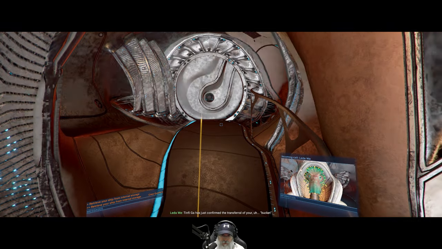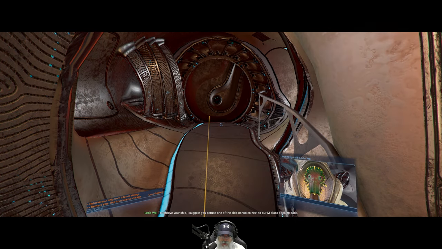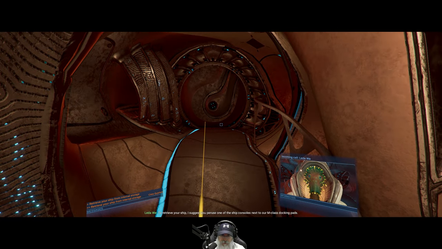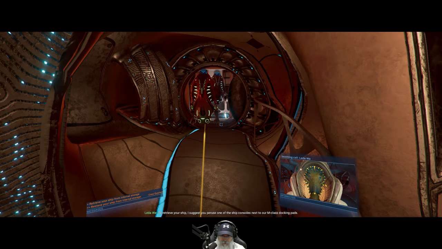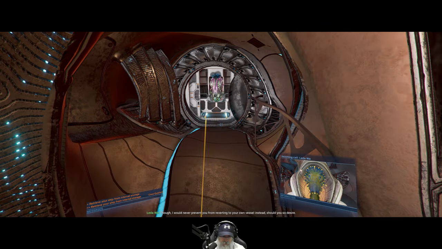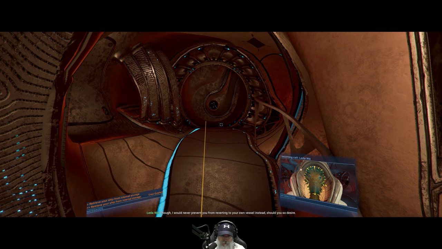Tevika has just confirmed the transferal of your bucket. To retrieve your ship, I suggest you peruse one of the ship consoles next to our M-class docking pads. Though I would never prevent you from reverting to your own vessel instead, should you so desire.